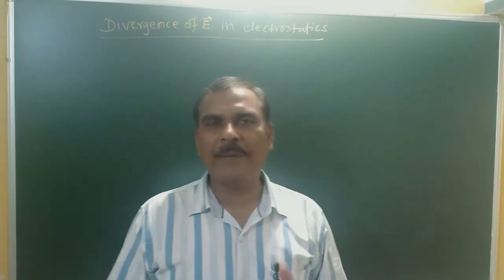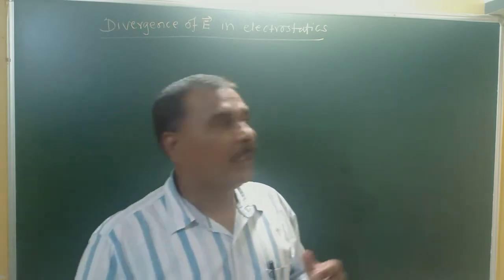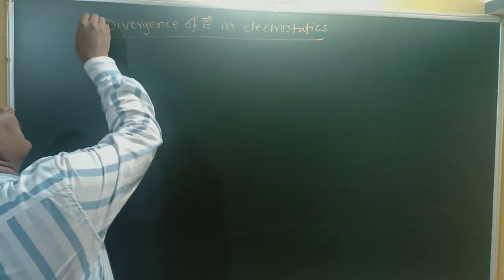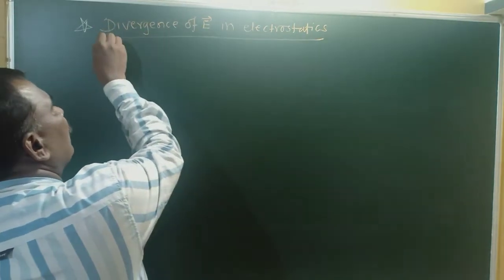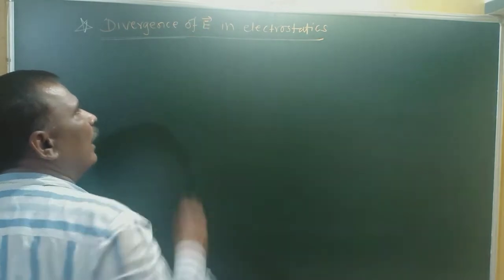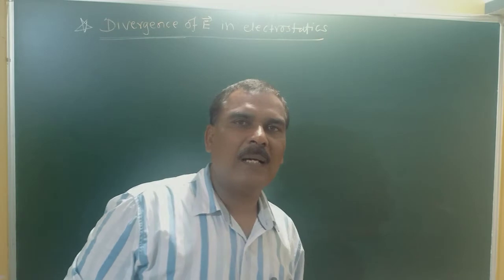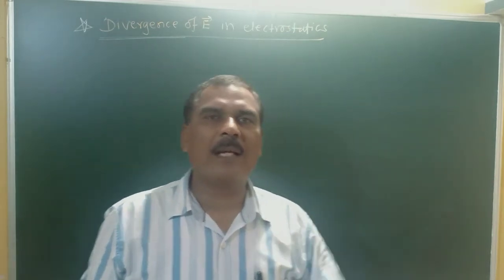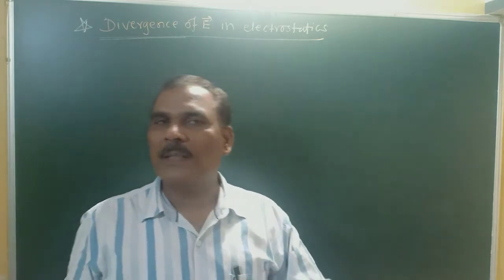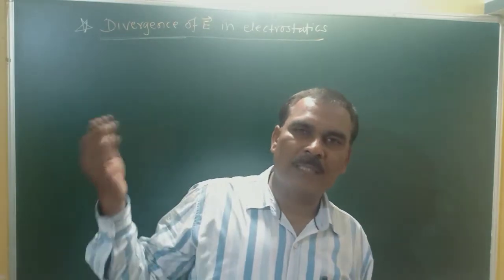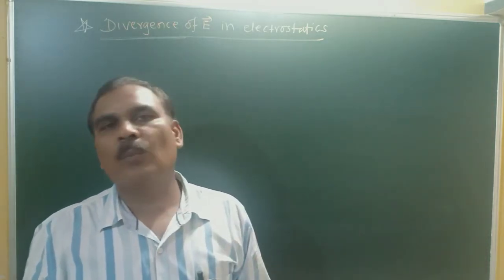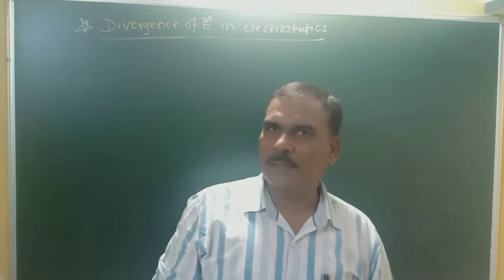Many times a question may be asked on this topic, for example: derive the relation for divergence of E bar in electrostatics. This is your target. First of all, we have to study what is divergence, and after that we have to study curl of E. Divergence of E and curl of E, these 2 points we have to study in today's lecture.